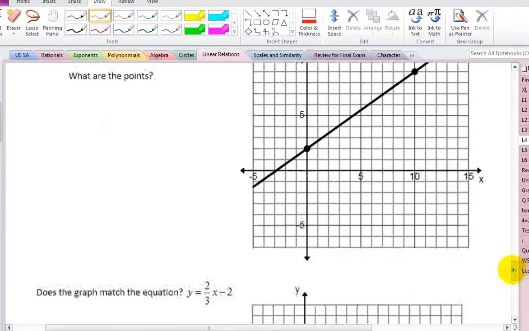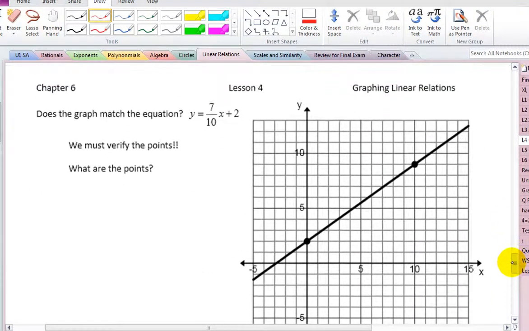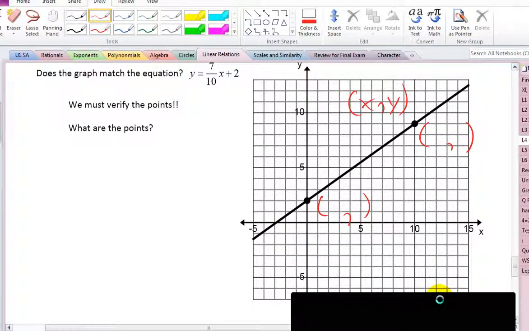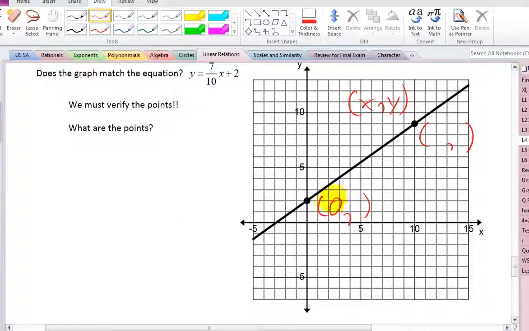Okay. Last couple things here. Verify. So does the graph match the equation? So what we want to do is verify the points. Please tell me the values of the x and the y on those points. So find the x and y values for the bottom point and the top point. You must check 2 points. Okay, so first of all, tell me what they are. So this is going to be 0, 2, and this point here is 10, 9.